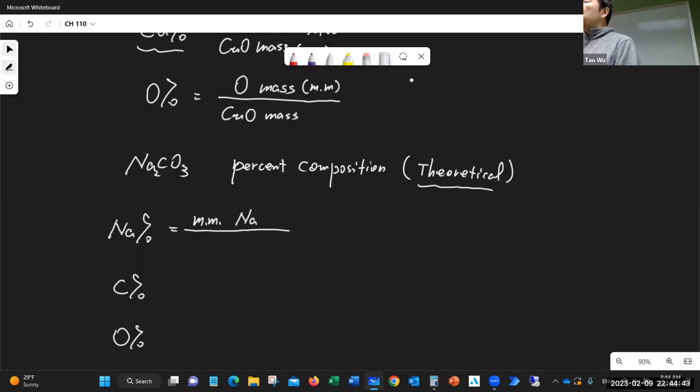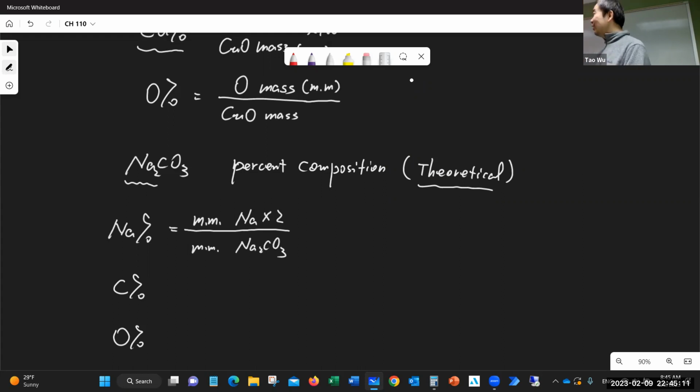But the point is, not just the molar mass of sodium. You need to count the overall mass of sodium in the whole compound. Since this compound has 2 sodium atoms, you need the molar mass of sodium times 2. That makes sense, right? Because you need to count all the sodiums there. And then you divide by the molar mass of sodium carbonate.